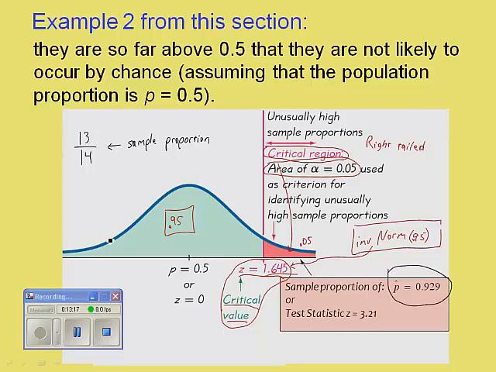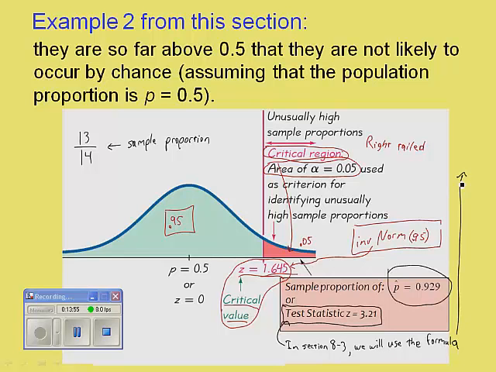Okay. So now what you do is, let's find what's called the test statistic. Oh, and we haven't seen that yet. Okay. So hang on a second. In section 8.3, we will use the formula. It should look pretty familiar, actually. Well, not exactly. It's close to what you had before.